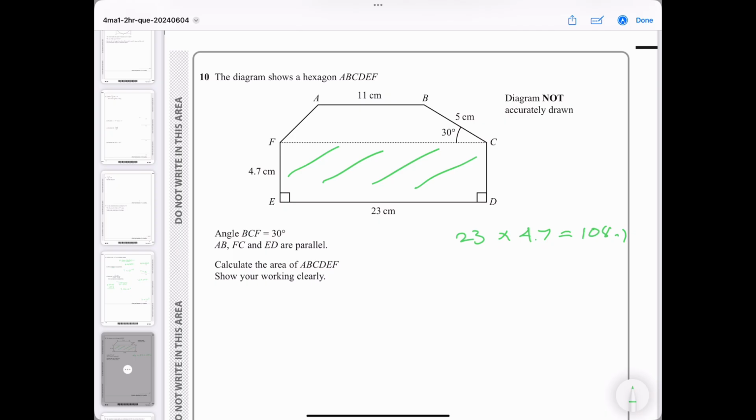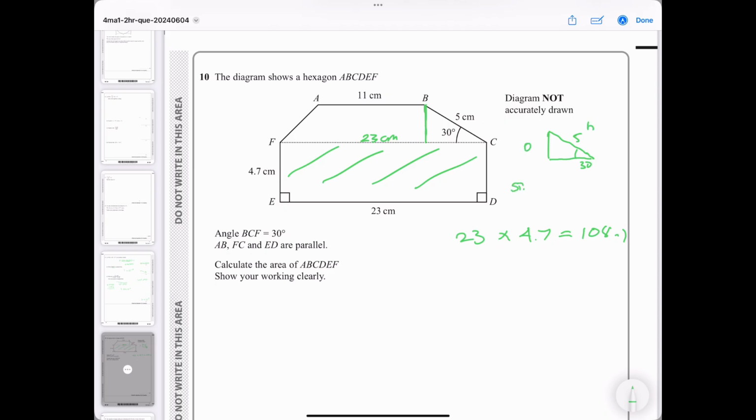Is that a trapezium? 23. Ah, the only thing is, yeah, it is a trapezium, the top, but we don't know the vertical height. So if we can find out what this is here, and we can, then we can do the area of a trapezium and it will be fine. So that's 5, that's 30. And so that would mean that we know this is opposite, this is hypotenuse.